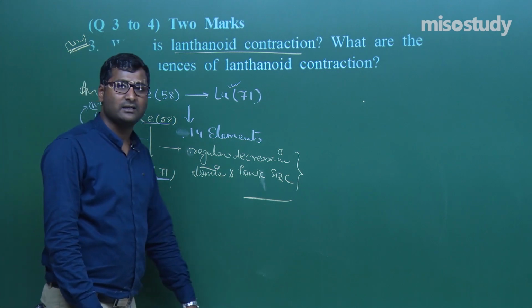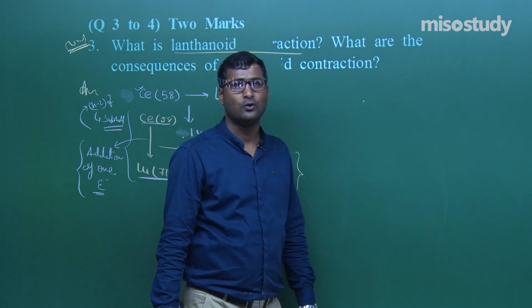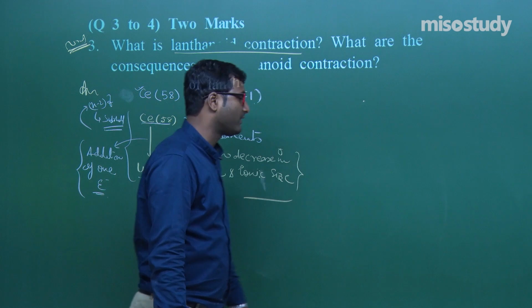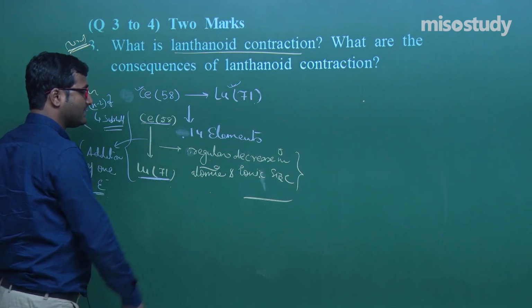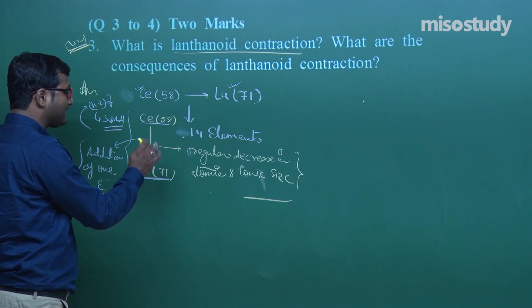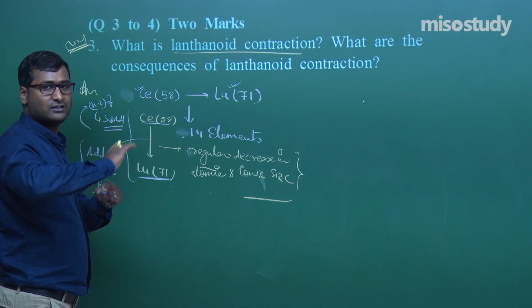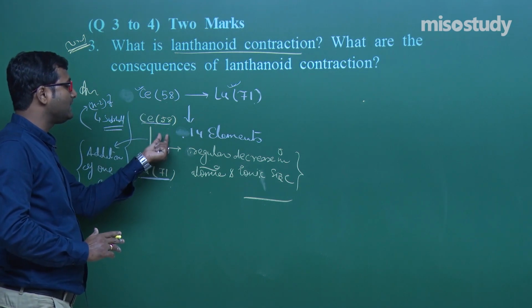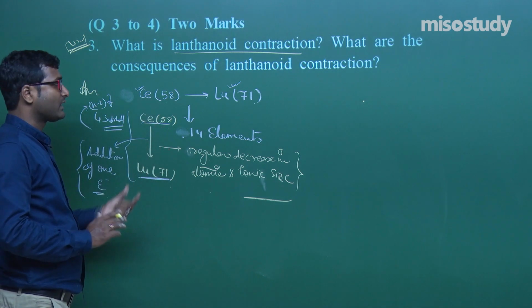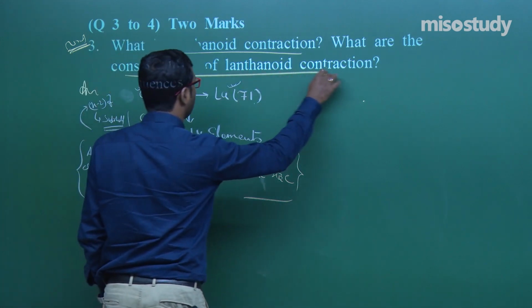If there is an increment in the effective nuclear charge value, then what we observe, my friend, is a decrease in size. But the decrement in size is not very large. There is only a small decrement in the size. Clear? What are the consequences of lanthanide contraction?